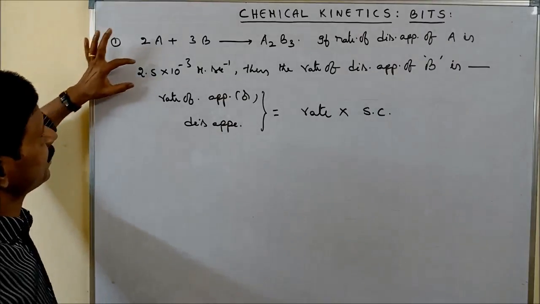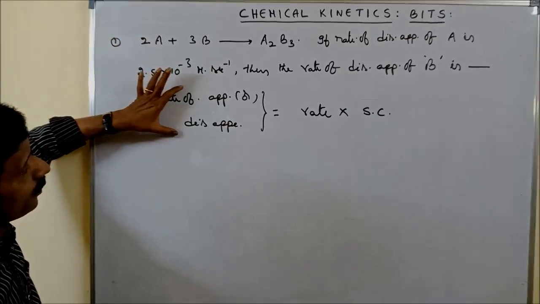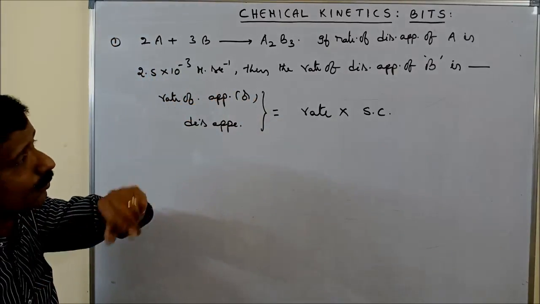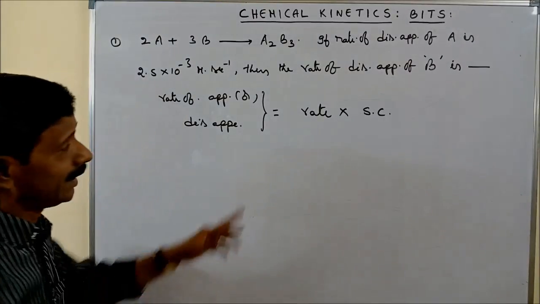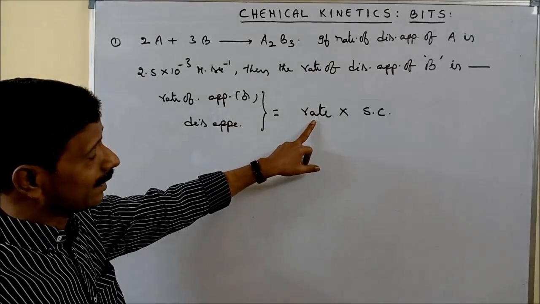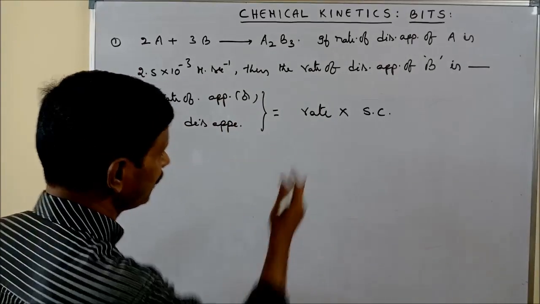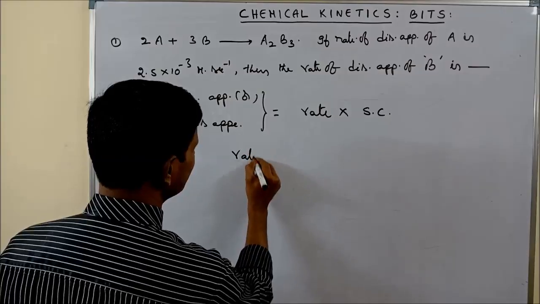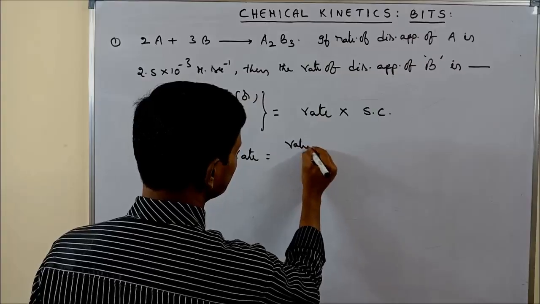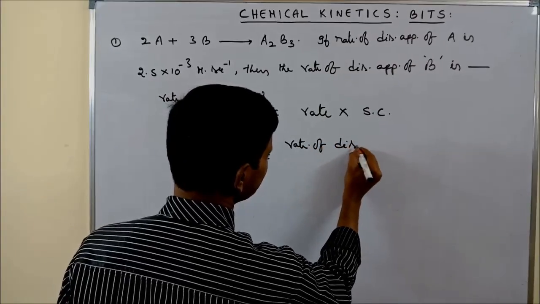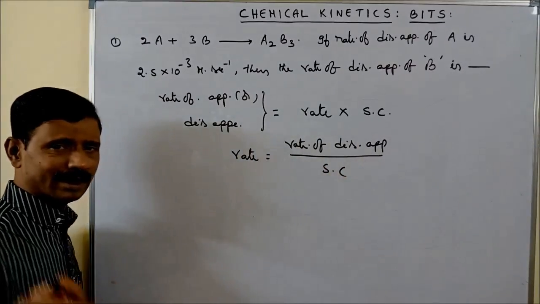So now they mention the rate of disappearance of A, and we have to find the rate of disappearance of B. For that, the formula is rate of reaction into stoichiometric coefficient. Now as per this, what is rate? Rate is nothing but rate of disappearance or appearance by stoichiometric coefficient. So according to this, since here they mentioned disappearance, rate equals rate of disappearance by the stoichiometric coefficient of the particular substance.